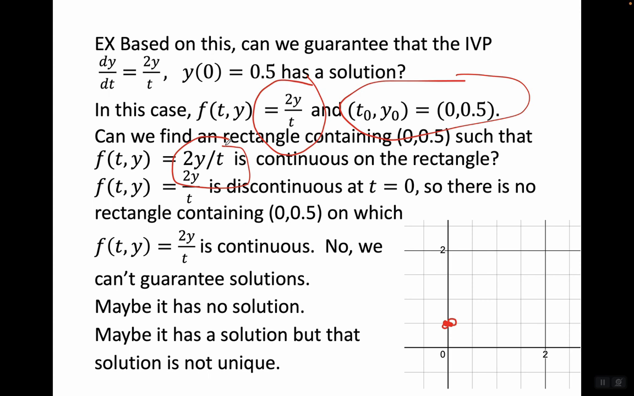Well, f(t, y) = 2y/t is discontinuous at t = 0. So it's going to be discontinuous at all of these points. So there is no rectangle containing that point, (0, 0.5), on which f(t, y) = 2y/t is going to be continuous. So no, we can't guarantee solutions. Maybe it has no solution. Maybe it has a solution, but that solution is not unique. As we've seen before, it really doesn't have a solution.